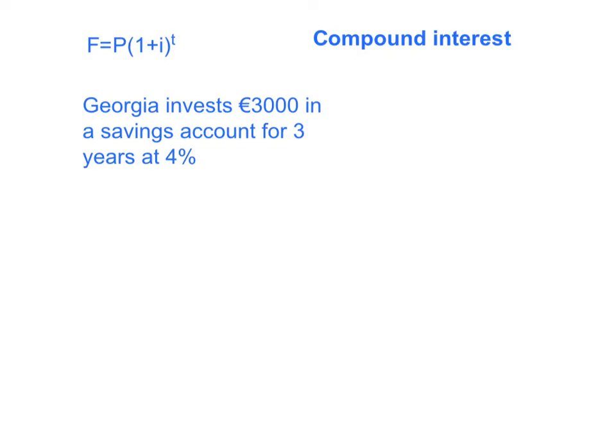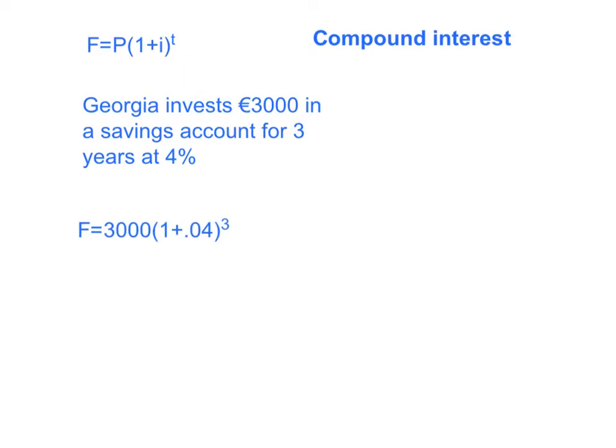Okay lads, right, so the last day we looked at compound interest, and I'll just do a quick recap of compound interest first. So our formula's up on the left hand side there, as you can see, and we're going to start off with Georgia's going to invest 3,000 in a savings account for 3 years at 4%. And I'm sure you all remember how to do this one.